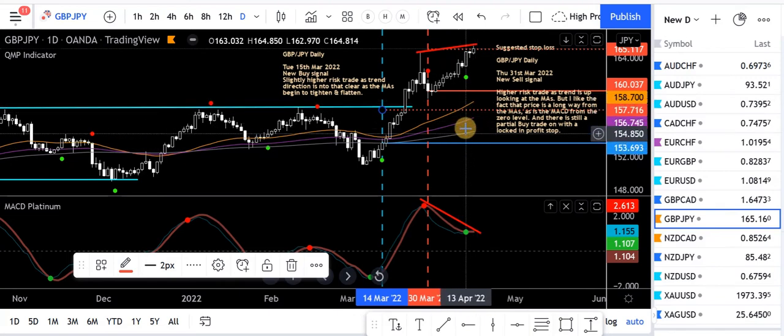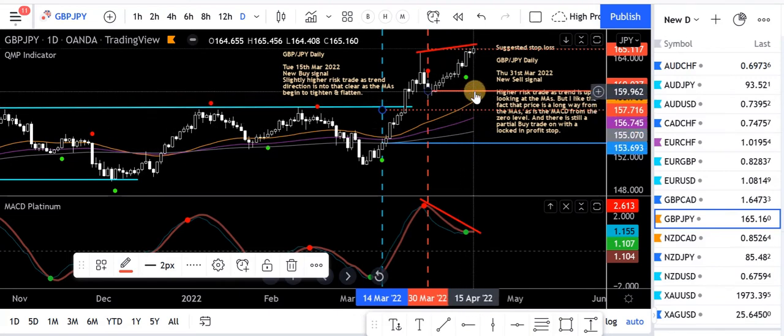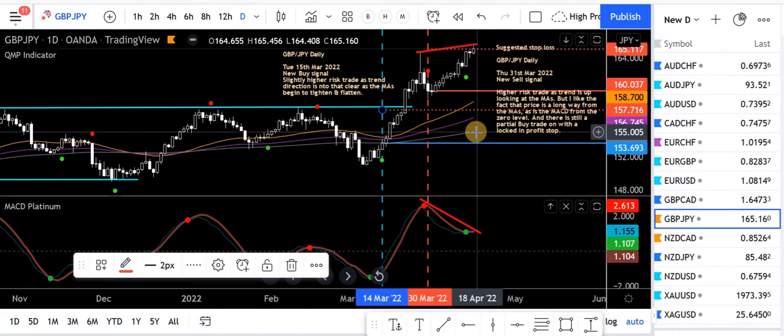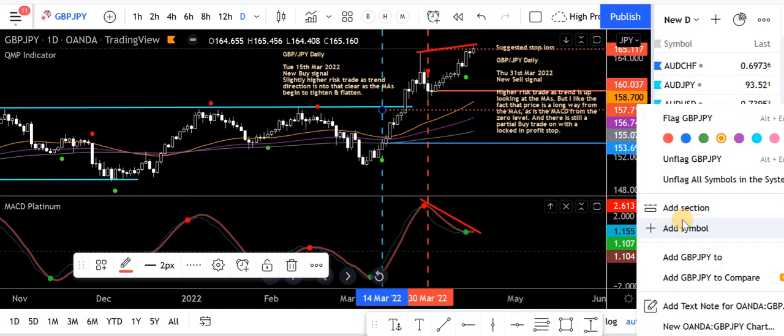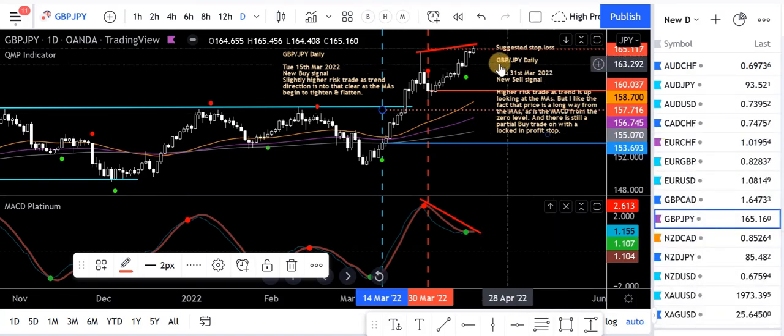So the sell's been stopped out, but we've still got a buy on, so it's all good. Even though we took a loss here, it's well and truly been offset by this partial buy. So I'll tidy up the chart when I'm done. Just let you guys know that it was stopped out. Like I said, full transparency.